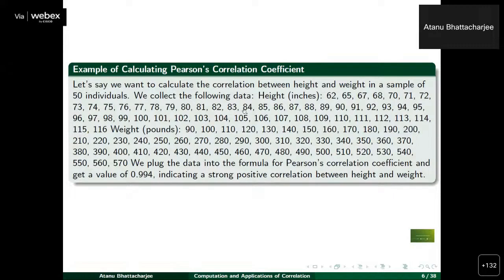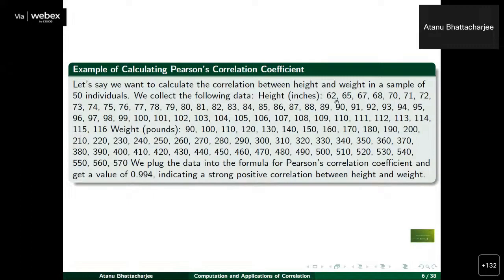Then if we calculate the Pearson's correlation coefficient between these two values, it will become 0.994. So it suggests a strong positive correlation between height and weight, which means when the body's weight increases, body height will also increase, or when the body height increases, body weight will also increase.